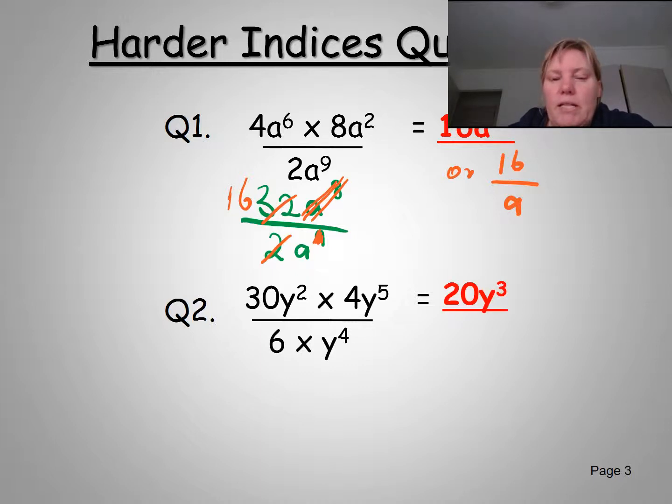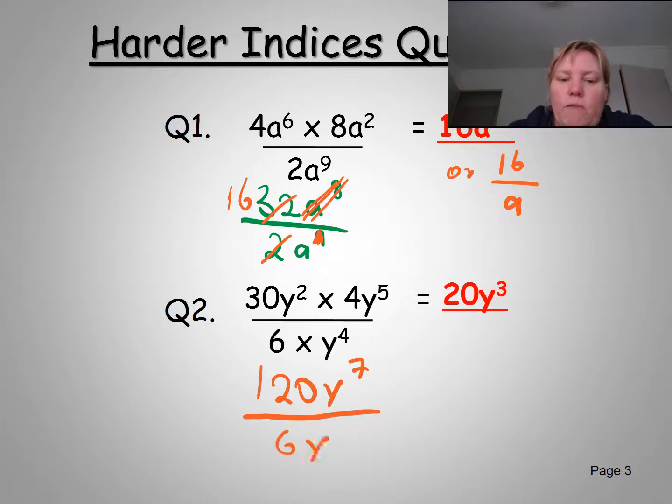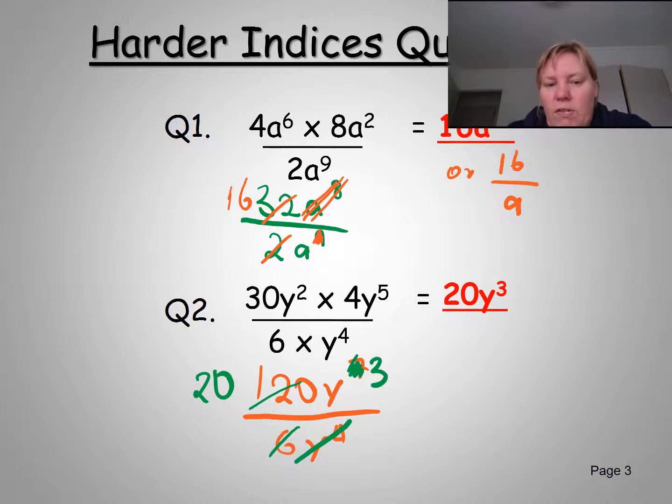Okay, bottom one, to get 20y cubed, let's just have a look. 30 times 4, of course, we know is 120, and y2, y4, y5 is y7. And the bottom would have been 6y4. So let's just knock these off. 6 and 120 go down perfectly to 20. Again, use your calculator if you're not so good at that. Get rid of these 4 here and knock off 4 of these here, leaving you with 3. And there, if you have a look, is the 20y3, nothing left on the bottom.